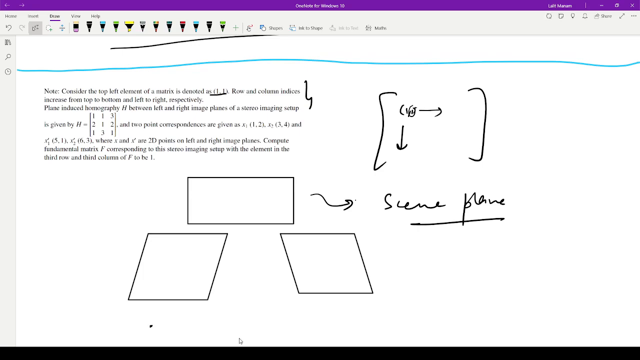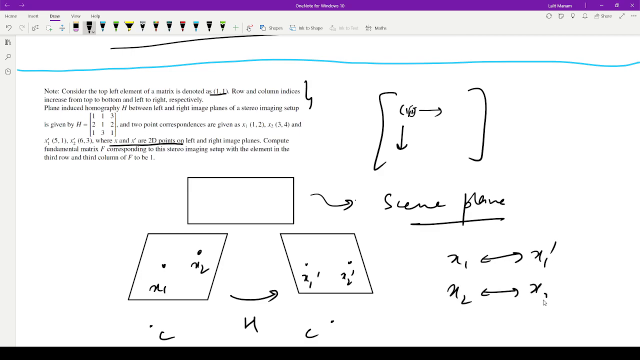Again, we have homographies given to us. So we have homography H and 2 point correspondences. We are given x1 here, x2 here, x1 prime here, and x2 prime here, where x and x prime are the 2 points on the left and right image planes. So x1 corresponds to x1 prime, x2 corresponds to x2 prime. Compute the fundamental matrix F corresponding to this stereo imaging setup with the element of the third row and third column of F to be 1. Okay. How will you compute that?